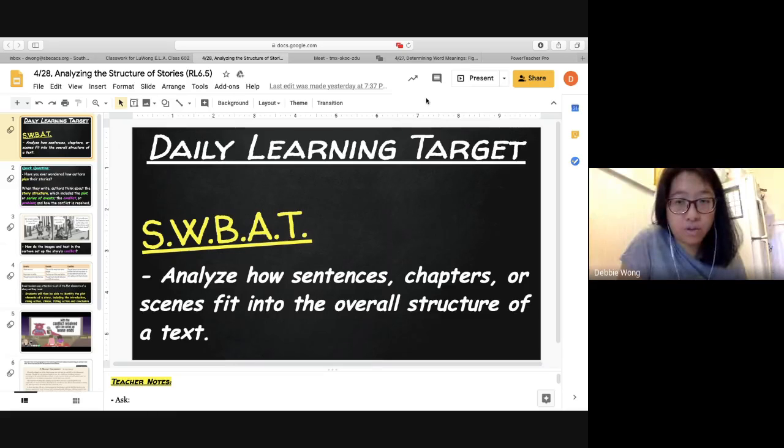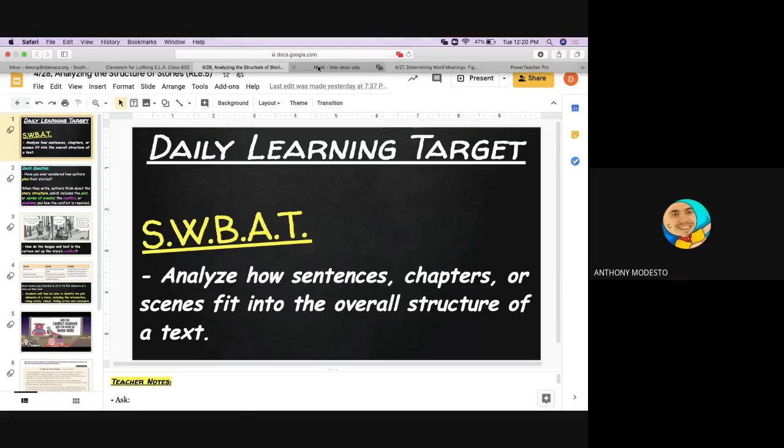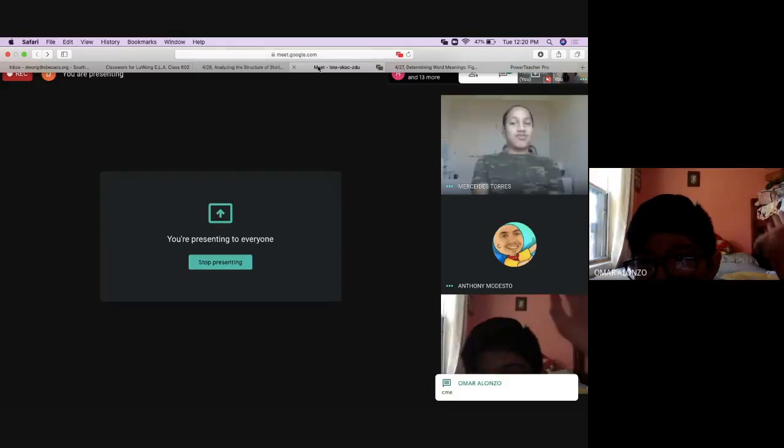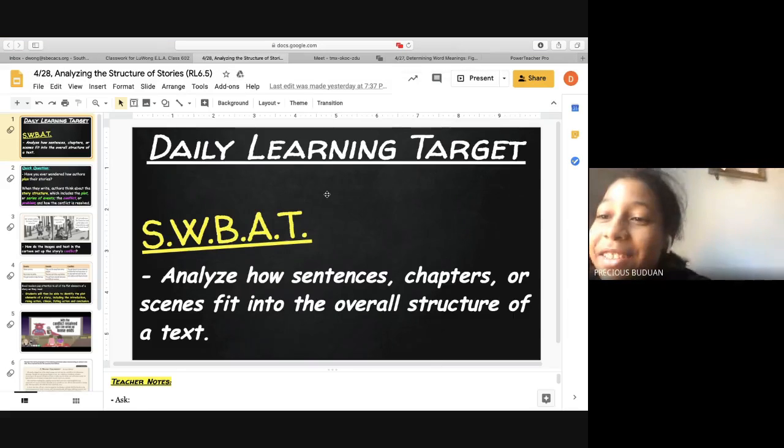analyzing structures of stories. Can I get one reader to read today's daily learning target? All right, please. Precious, go. Analyze how sentences, chapters, or scenes fit into the overall structure of a text.